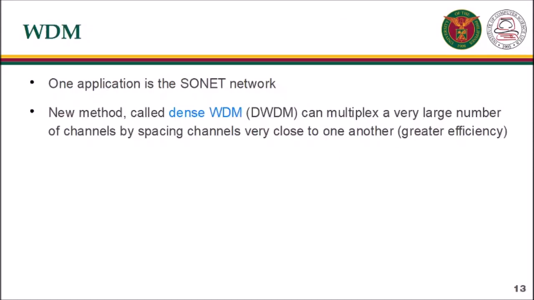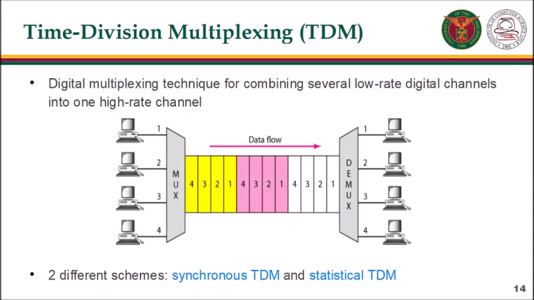One application is the SONET network. A newer method called dense WDM can multiplex a very large number of channels by spacing channels very close to one another. Time division multiplexing is a digital multiplexing technique for combining several low-rate digital channels into one high-rate channel. Instead of sharing a portion of the bandwidth, the time is shared.